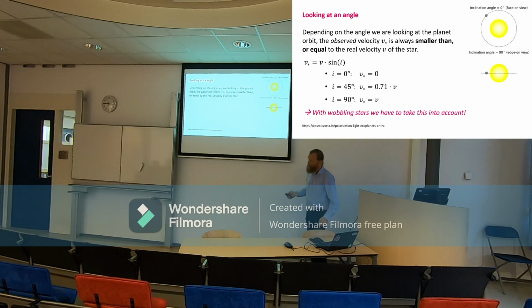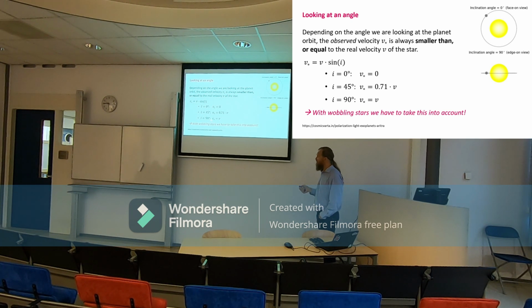So what we do is basically look at the actual velocity of the star, and this is what we measure. So it has to do with the angle. If the angle is 0, so this case, then we don't see any movement of the star, not towards us or away from us. If it's 90 degrees, it's this, then basically what you see is what it is. And if it's in between, then well, it's in between.